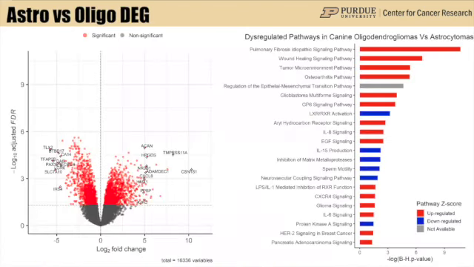We then also wanted to focus on what the differences were between astrocytomas and oligodendrogliomas.